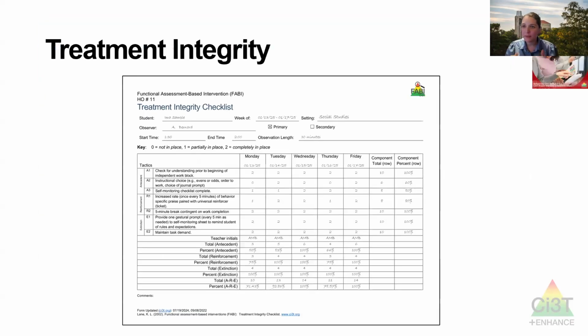So once you've identified those components, you've figured out your ARE components, we then put those on a treatment integrity form. And again, treatment integrity is, is this in place as planned, as we designed it? And this is just telling us, is it happening? And we want people to be honest, it is not a gotcha. It is okay. You'll notice on here, on Monday, there was no instructional choice. That was not happening, and that's okay.